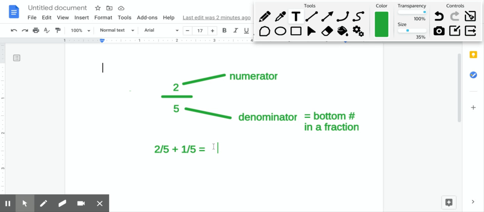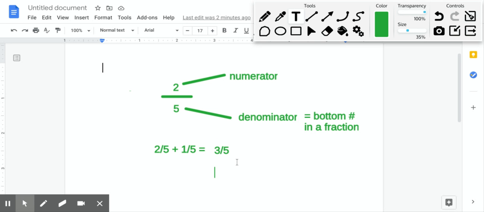As you can see here, the two numerators in these fractions are 2 and 1, as they are the top numbers, and the denominators are 5 for both of them. So we are simply going to add the numerators, which would give us 3, and keep 5 as it is the same denominator for both fractions.